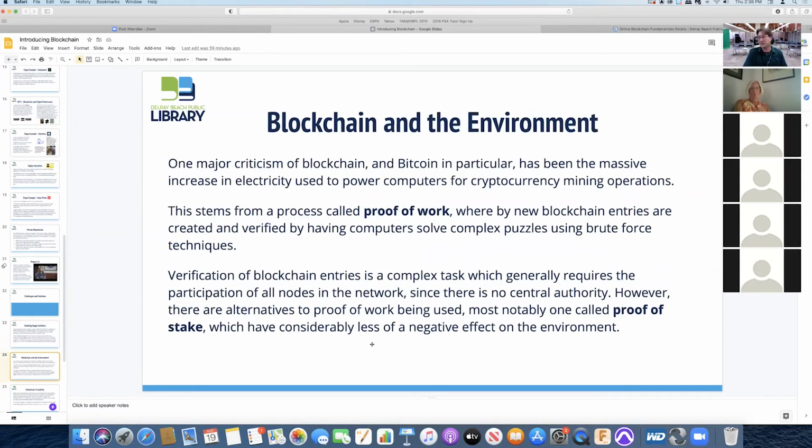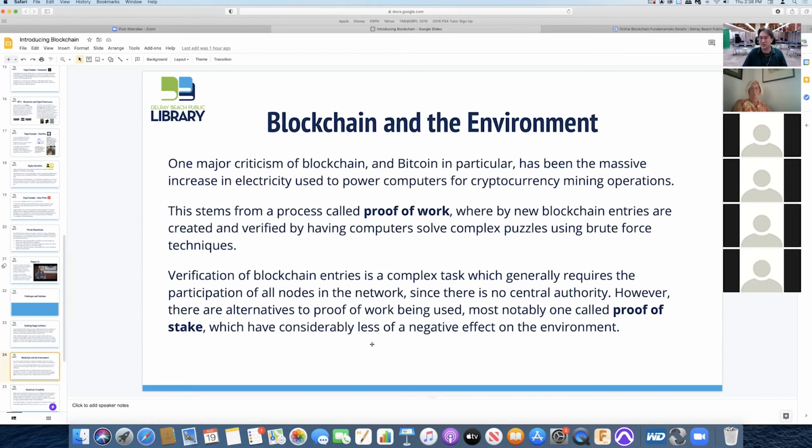Next issue, and this is a big one as well, blockchain and the environment. One major criticism of blockchain and Bitcoin in particular has been the massive increase in electricity used to power computers for cryptocurrency mining operations. This stems from a process called proof of work, whereby new blockchain entries are created and verified by having computers solve complex puzzles using brute force techniques.